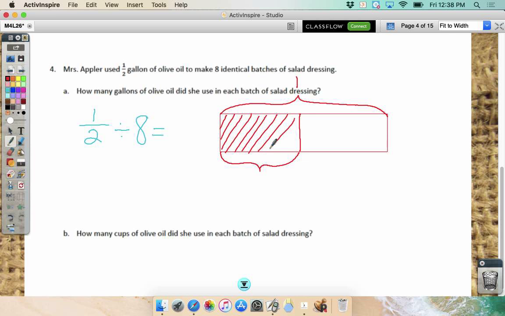And I don't want to do anything else but draw this. This represents the 1/2 gallon of olive oil. Okay, so go ahead and draw that. So, who knows the answer to this? Okay, Henry, what's the answer? 1/16. Here's the deal though, it's 1/16 of a gallon.